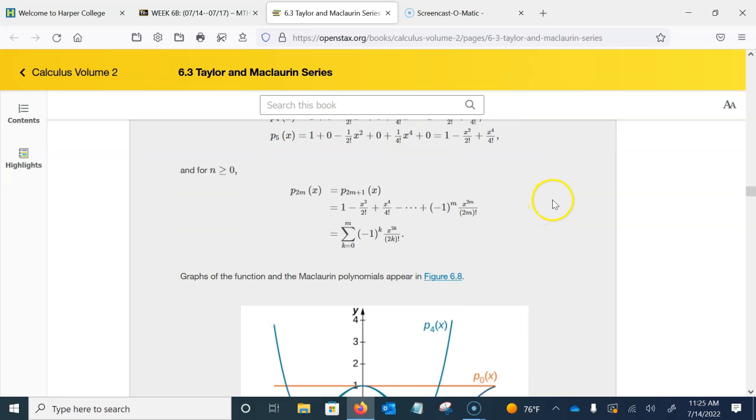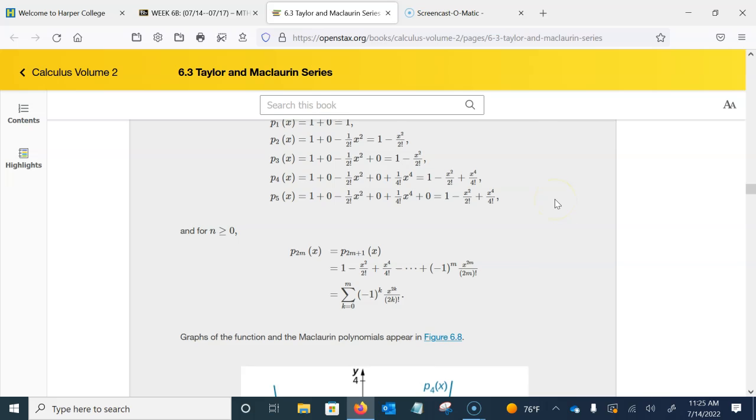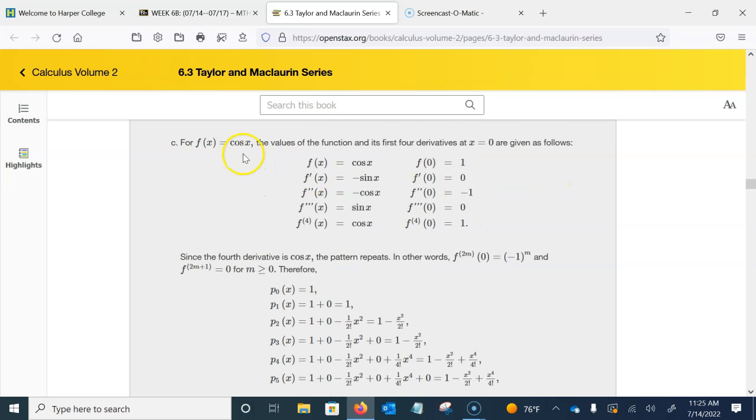Okay, so we're going back to cosine. There's cosine, evaluated at 0, I have 1. The first derivative, there's minus sine, I get a 0 when I evaluate it at 0. The second derivative is minus cosine x, evaluate at 0, I get minus 1. The third derivative, I get sine x, evaluate at 0, it's 0. So notice all the odd derivatives give me zeros.